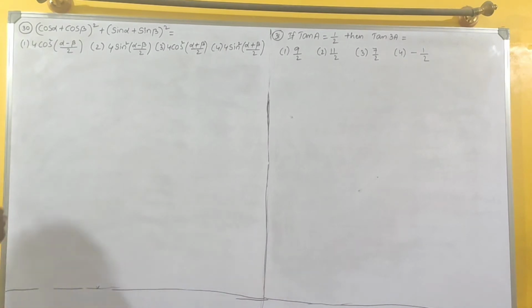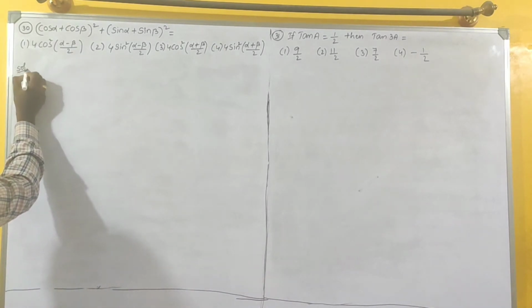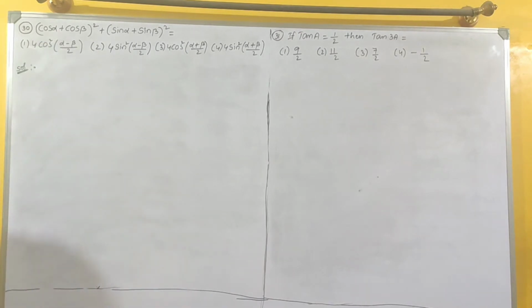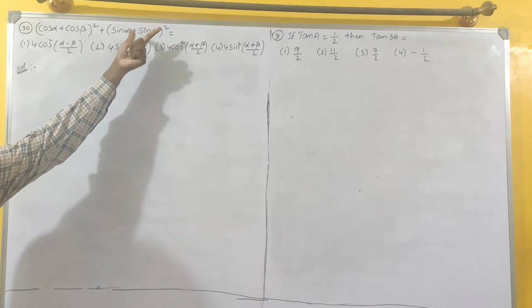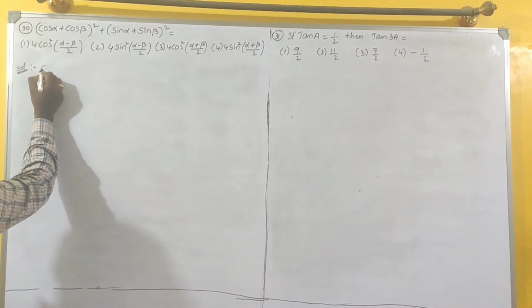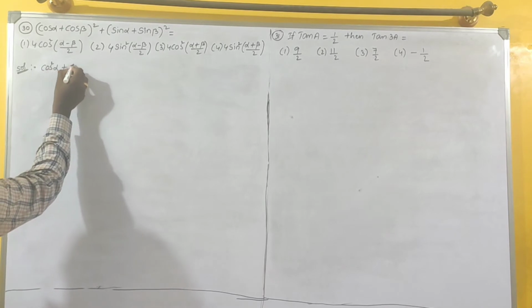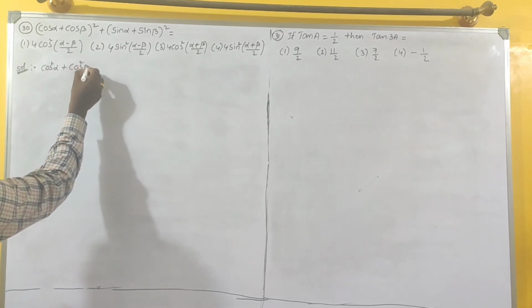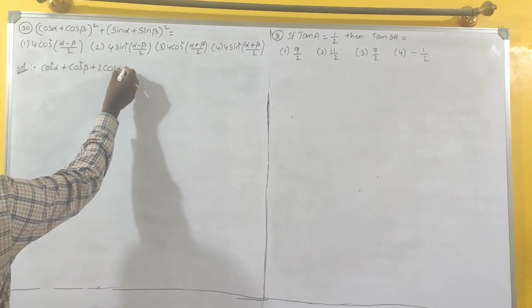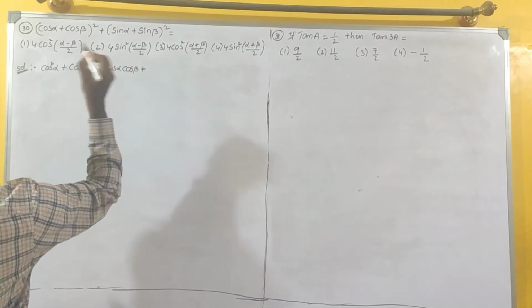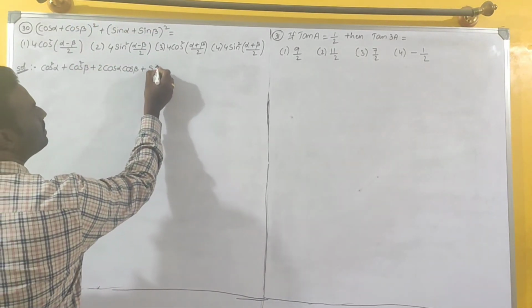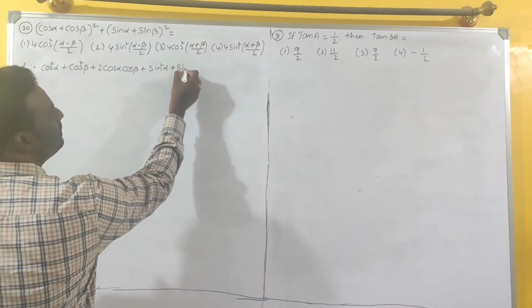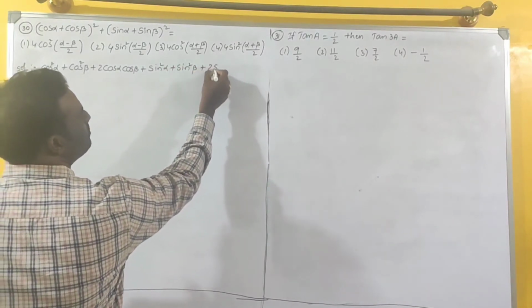Next, 30th question. Cos alpha plus cos beta whole square plus sin alpha plus sin beta whole square. This is in the form of a plus b whole square, then a square plus b square plus 2ab. It is also in the form of a plus b whole square: a square plus b square plus 2ab.